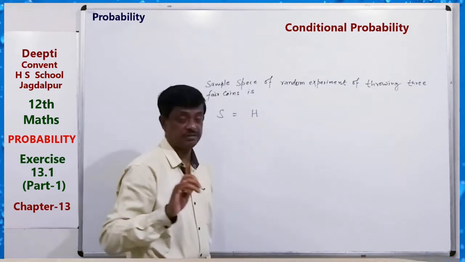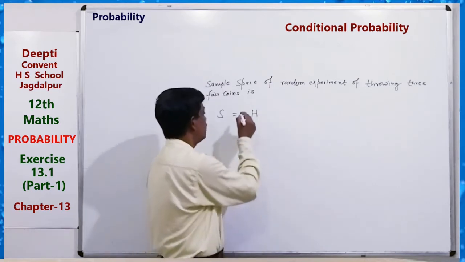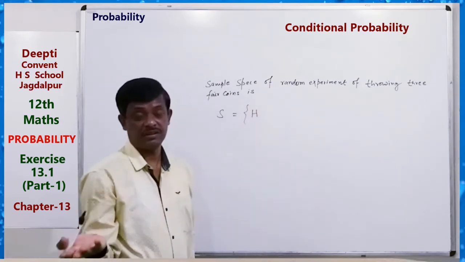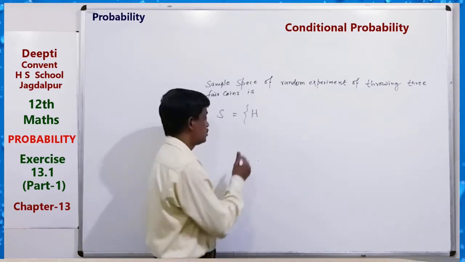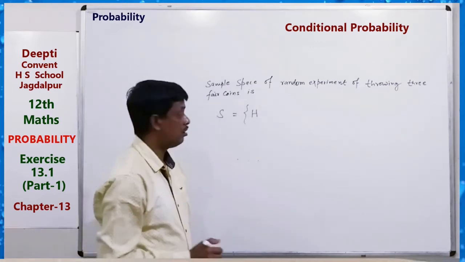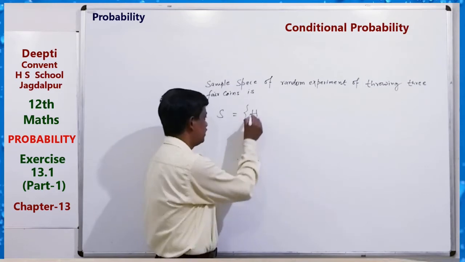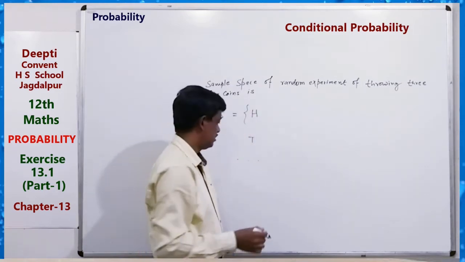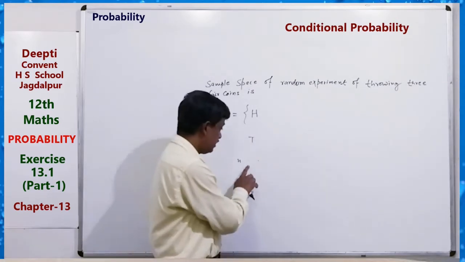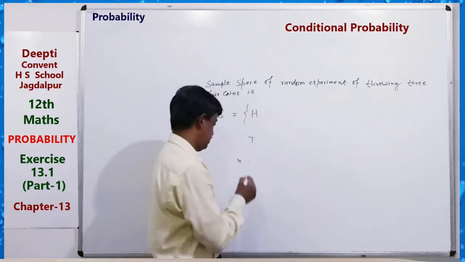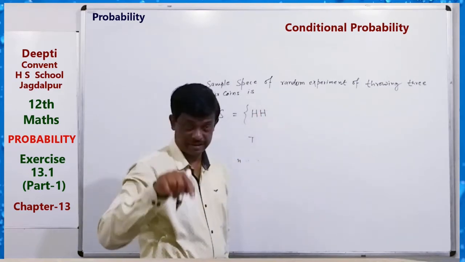Here, see, throwing 3 fair coins is the sample space. How many points does the sample space contain? There are 3 places. The first place may be head or tail. If the first place is head, then the second coin may be head or tail, and so on.